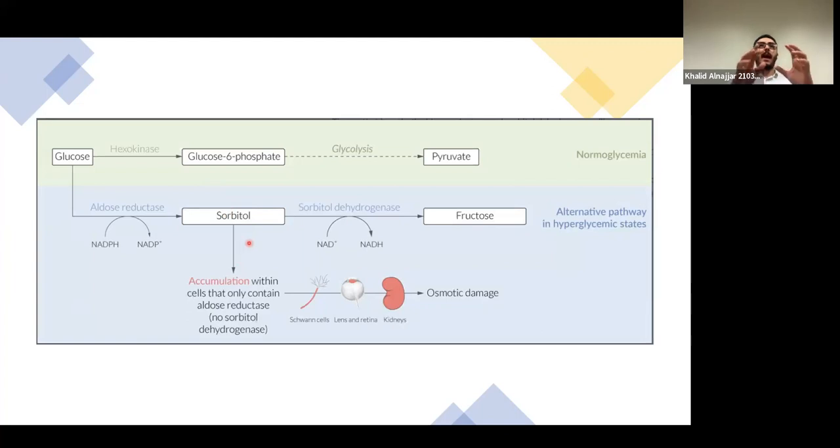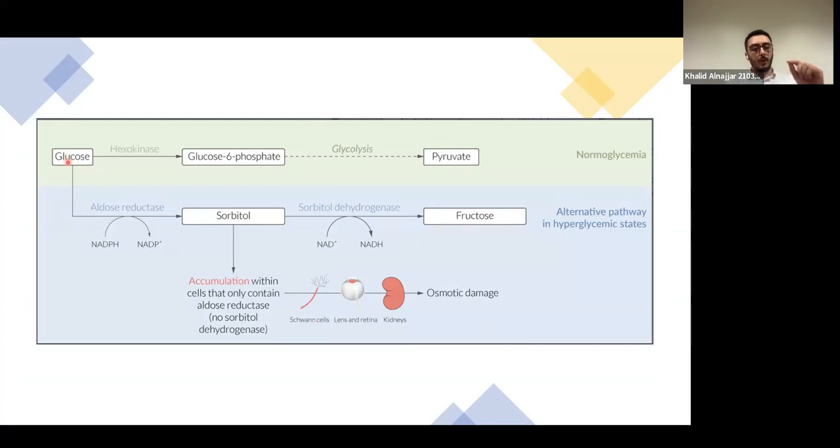If sorbitol accumulated in huge amounts, and again, it's a bad molecule, it will cause problems. Fine. First of all, the three organs are the kidneys, the eyes, the lens and retina, and Schwann cells. And I will add one to them, which is, what's it called? The epididymis, okay? I will explain now. I have it written in the next slide.